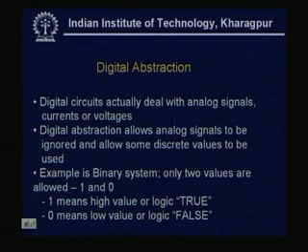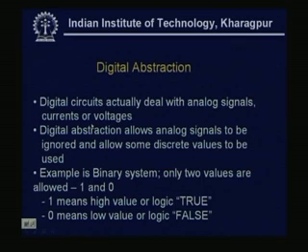Because so far what I mentioned, that digital implementation is very easy, and data representation, whether it is numerical or non-numerical, is very simple. So, actually some digital abstraction is there, because the real world is analog. So, digital circuits actually deal with analog signals. Say here signal means currents or voltages. See, I have one voltage source that is generating say 10 volt. This is a 10 volt supply. So, it can generate 0 to 10 volts.